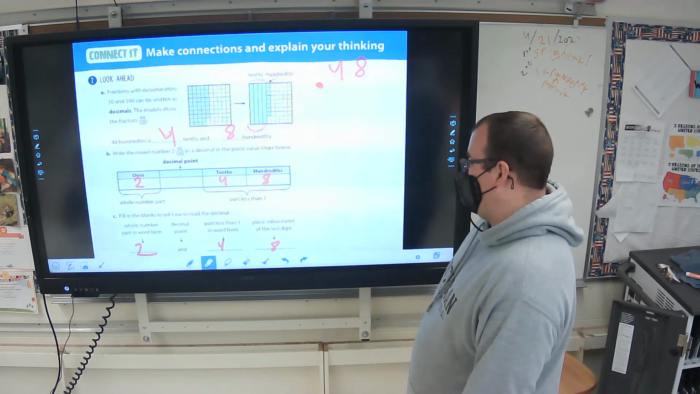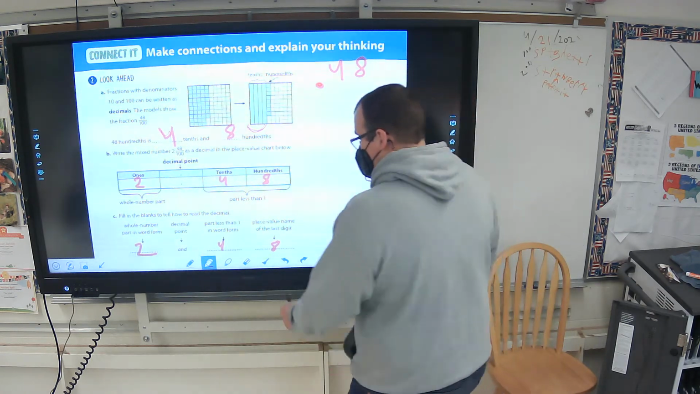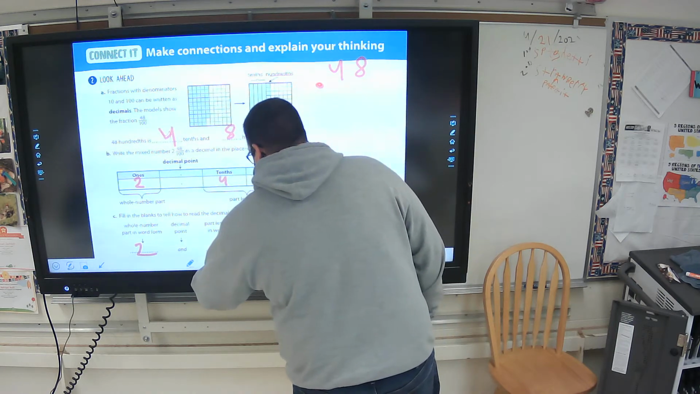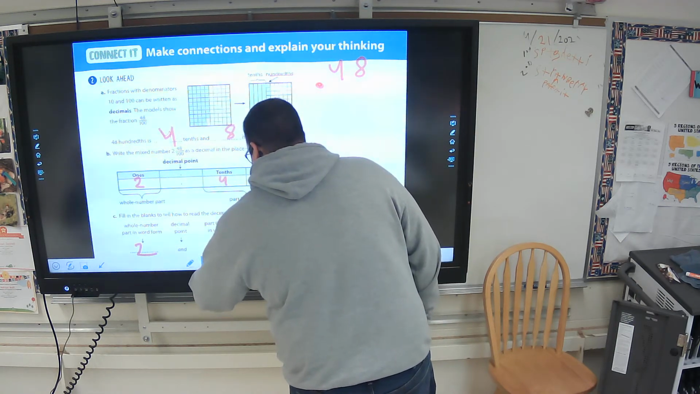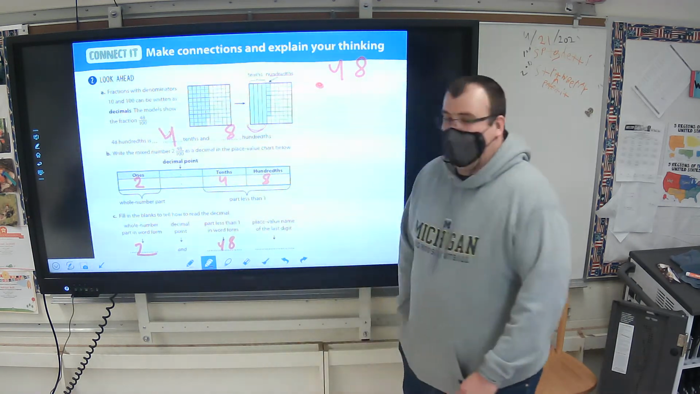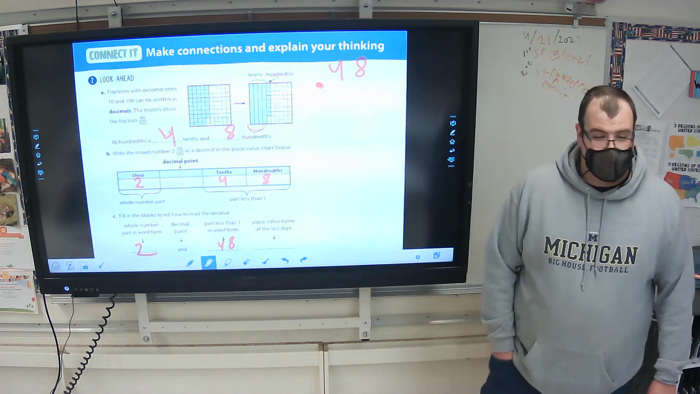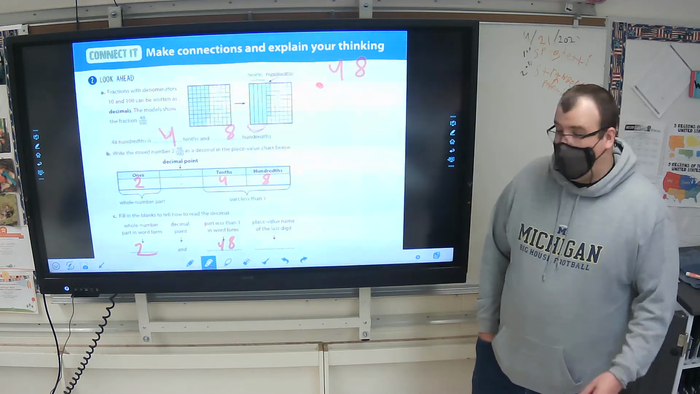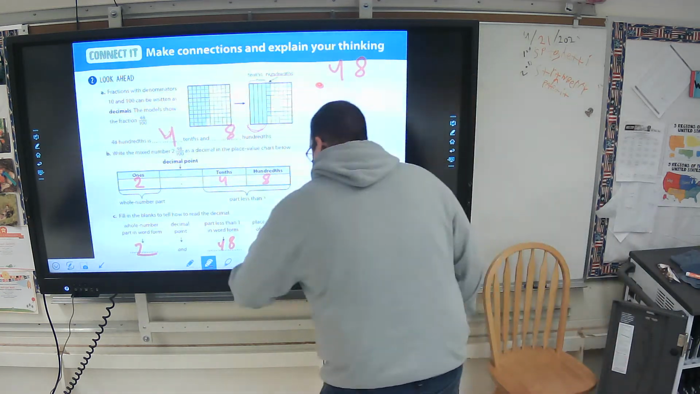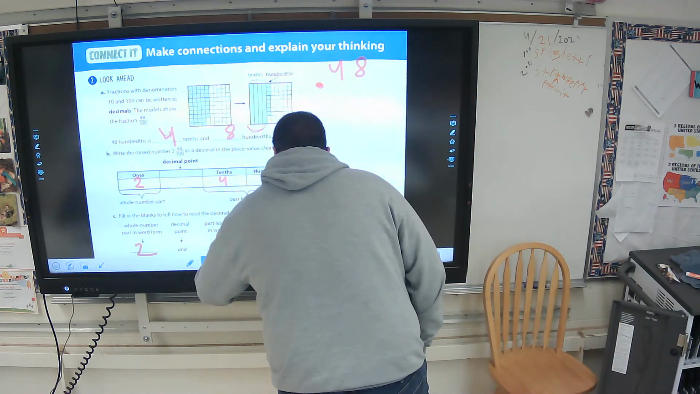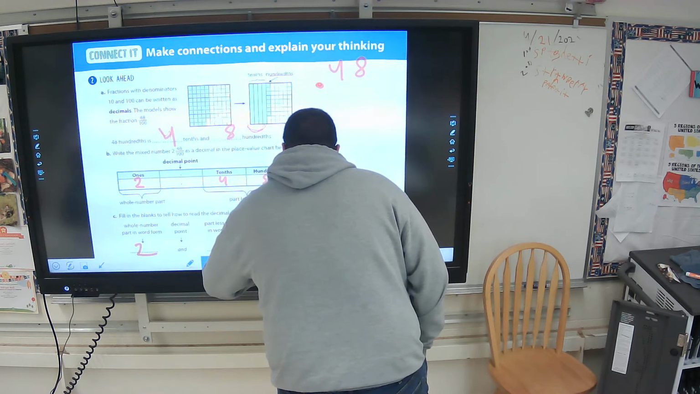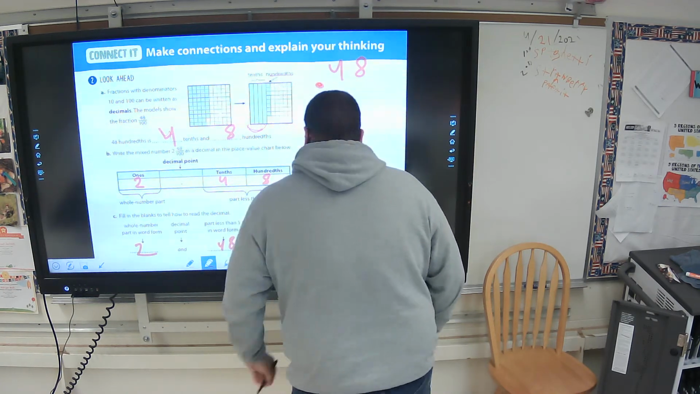So, okay, here's how we read. Actually, that's wrong. They want you to put the 48 right here. They want it to be 48. And what's the last place value? What is the place value called that the last number is in? The hundredths, right? You put hundredths right there.